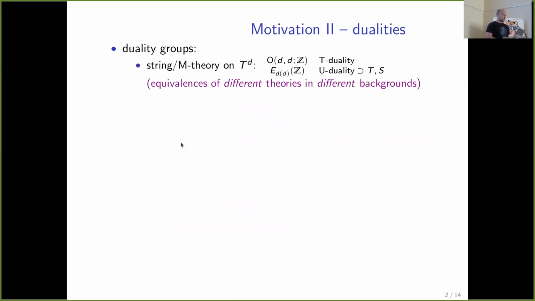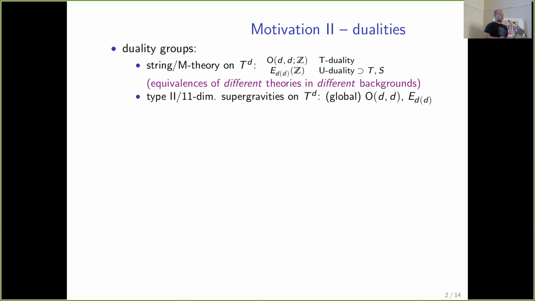So this would be a chain of motivation if you're interested in one of these subjects. If you're interested in dualities, let me give a different chain of motivation. It's also to clarify the different kinds of groups that appear. So duality groups: if we have string or M theory compactified on a d-dimensional torus, we get the ODD group with integer values, which is T-duality, or for M theory the exceptional group EDD with integer values, which is U-duality, which is an equivalence of different theories in different backgrounds, which give the same results, have the same content.